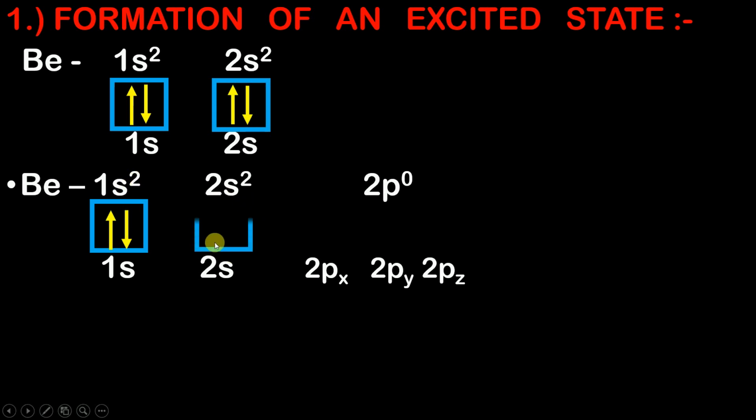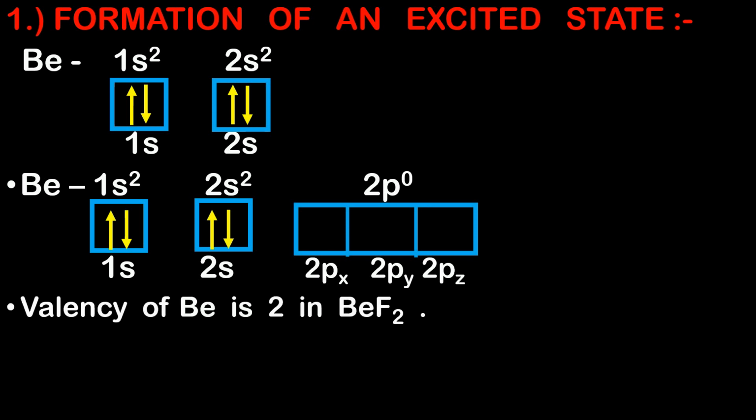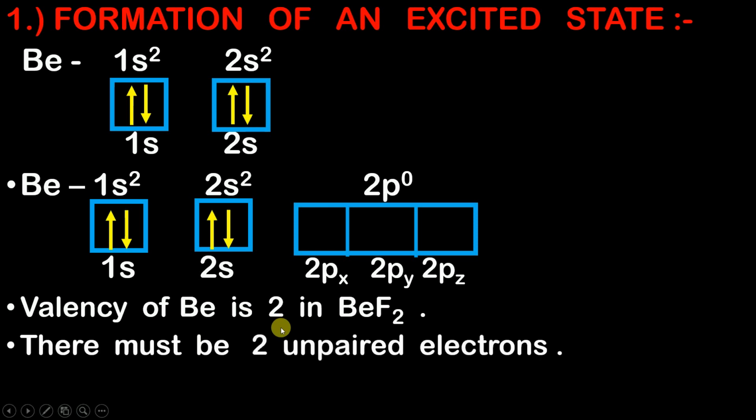Again, here there is only one orbital and there are 2 electrons present, therefore we draw 2 arrows over here. Now here there are 3 orbitals, therefore you need to draw 3 squares. Clear? I hope you have understood up till here. Now what we observe is that the valency of Be, that is beryllium, is 2 in BeF2. So when you consider the BeF2 molecule, the valency of Be is 2, and since its valency is 2, there must be 2 unpaired electrons present.